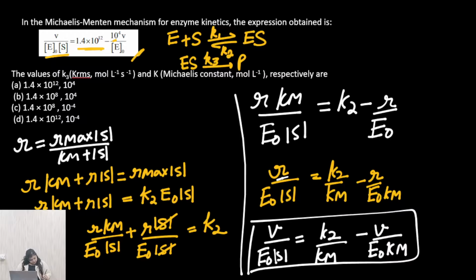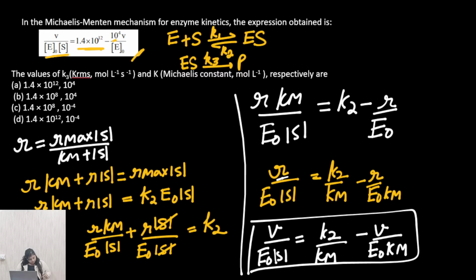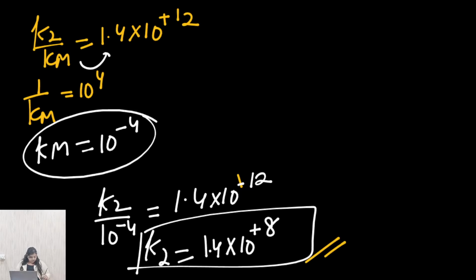Let me just cross check this. It was 10 raised to the power of 12, not minus 12, plus 12. And here the Km value we have got as 10 raised to the power of minus 4 only. So it will become 10 raised to the power of 8, right? So Km value is 10 raised to the power of minus 4, in these two options you are having, and 1.4 into 10 raised to the power of 8. Option C becomes the correct one. So K2 is this one and Km was this one. Okay, I hope it is clear.